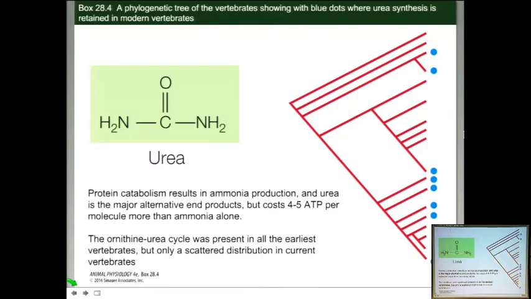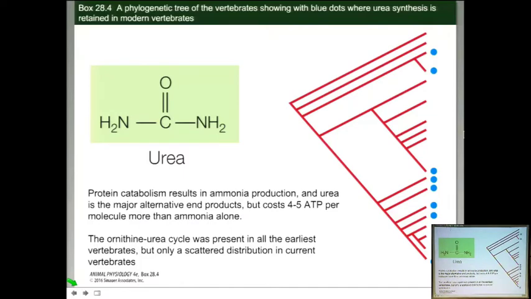And the urea is thus the major alternative end product, but the problem with the urea is it's not cheap, it's not free. It costs 4 to 5 ATP per molecule more than just ammonia. So ammonia can be excreted more cheaply in terms of energy, but it can't be in high concentration and in high amounts. In order to get rid of nitrogen effectively, you need another nitrogen compound, and urea is very useful, soluble in water, very good, but it costs more energy.